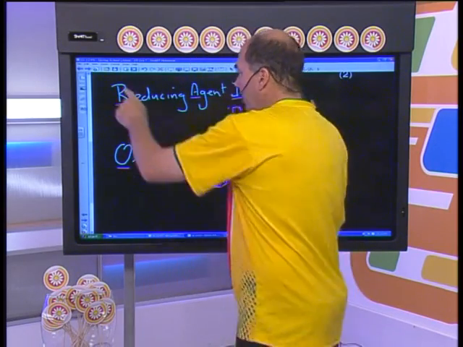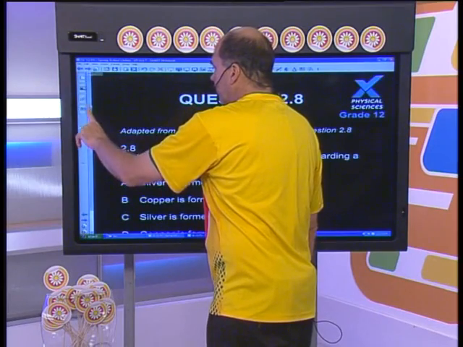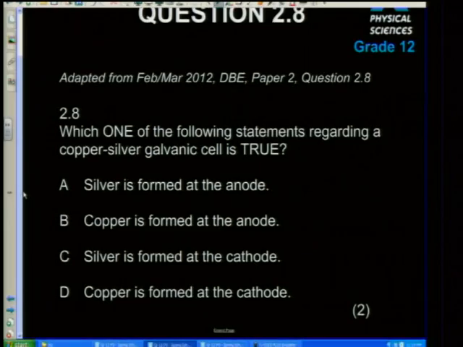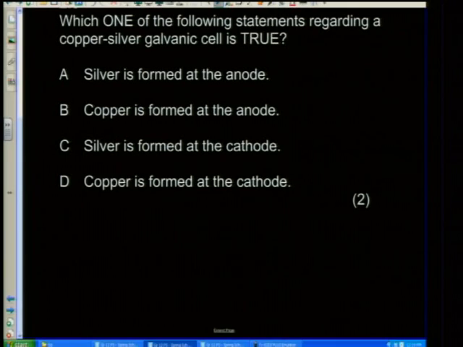We apply the theory of these type of reactions to electrochemistry, which is what our next question is all about. So let's just go to it. And here we have the question which says, which of the following statements is true regarding the copper-silver galvanic cell? And that's what we want to know, the true statement.